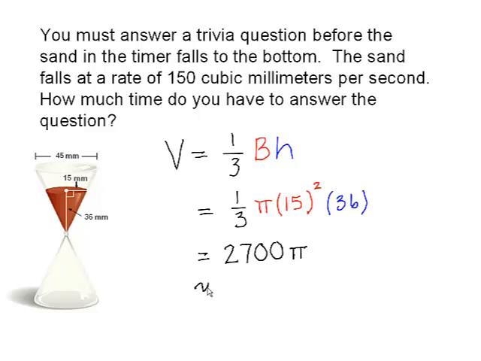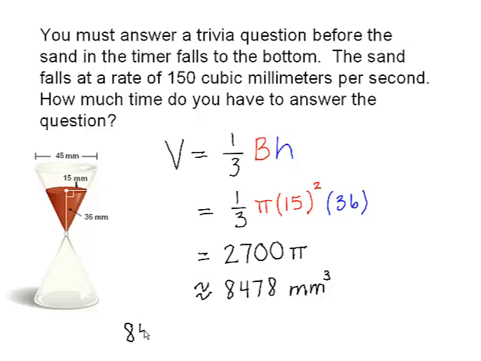2,700 times pi is approximately 8,478 cubic millimeters. So the volume of the sand in the timer is about 8,478 cubic millimeters. Now remember, the question is how much time do you have to answer the question? So this is where our rate comes in.